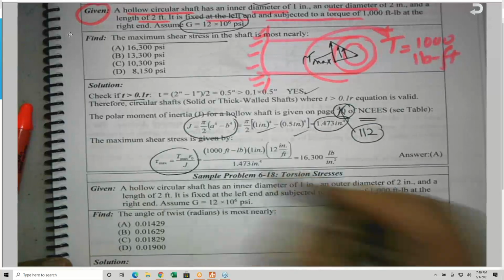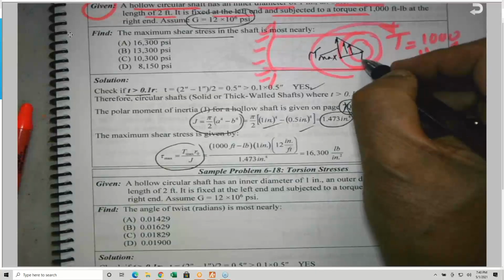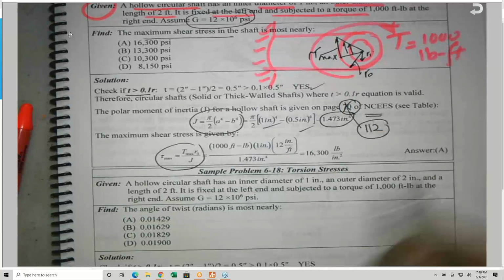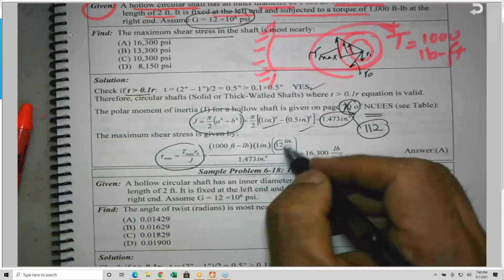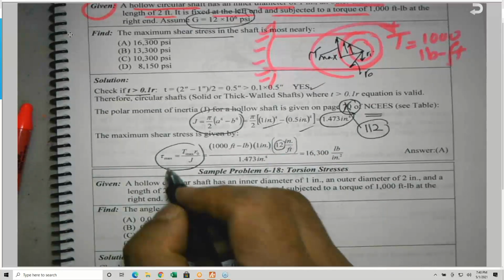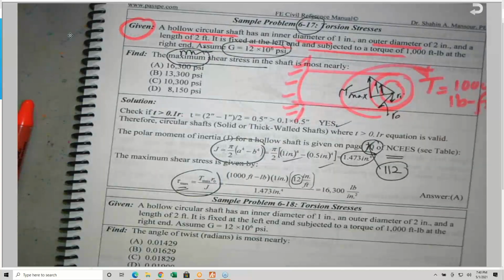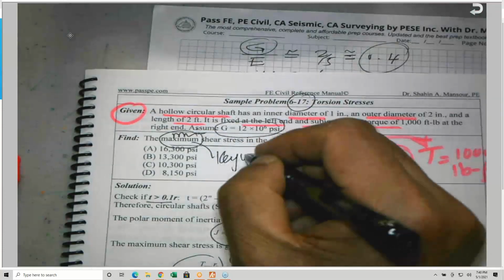And tau max is equal to T r divided by J. Which r did I use? I used the outer radius, because this is r in and this is r out. Be careful, okay? Because they might give you an answer with the inside radius, which gives you the minimum, not the maximum. If the keyword changes to minimum, then I will use the inside radius. So pay attention to keywords, as I mentioned before.